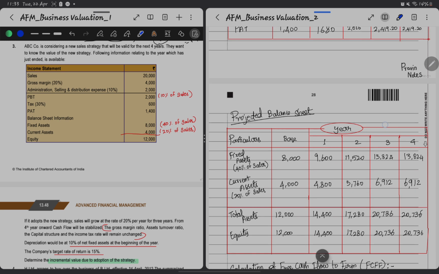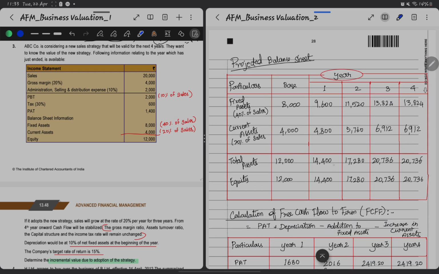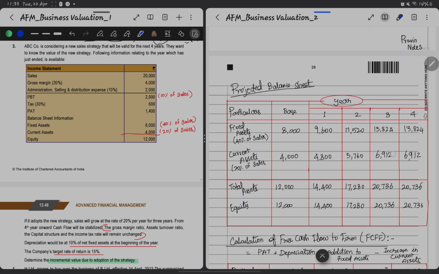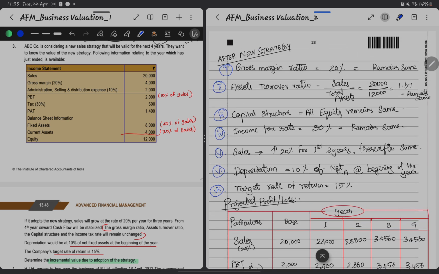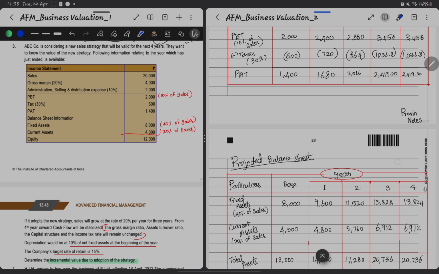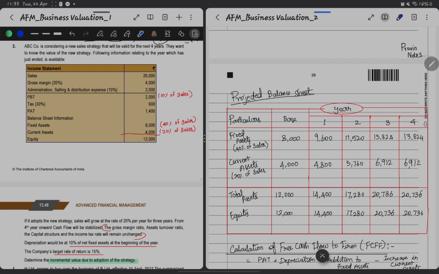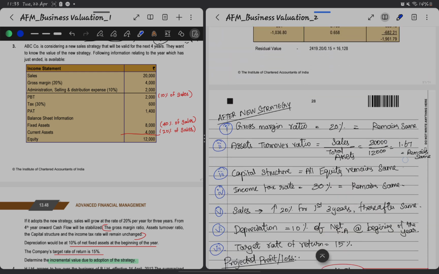In this case, even if we divide this 24,000 by this total assets 14,400, it will give us the same ratio 1.67. You can test it out the same way for all the years. 28,800 divided by 17,280 will give us 1.67. It will remain the same. Hence that assumption also is carried out.